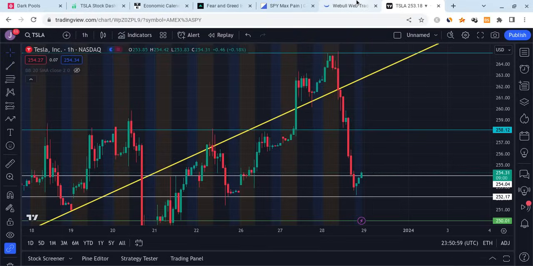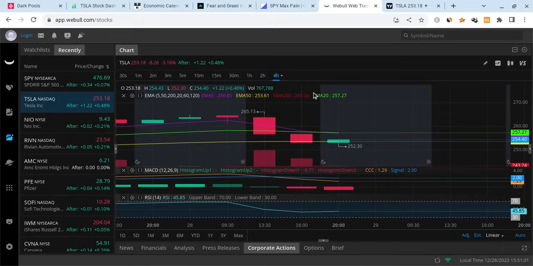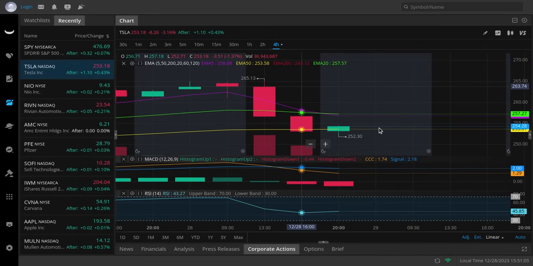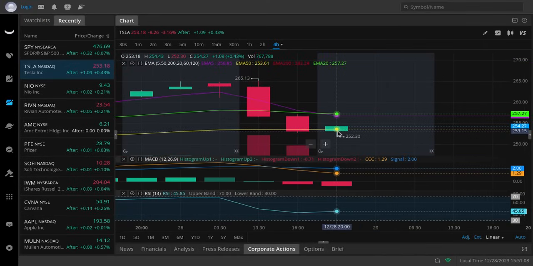But now the question is, how will Tesla move? This is going to be very important for tomorrow. So I'm going to be looking at Tesla on the 4-hour time frame. This is going to be the most important time frame for me. Watch the 50 EMA at 253.6. You can see Tesla did come slightly below that, but now it's trying to get back in after hours. That's going to be a very important support.